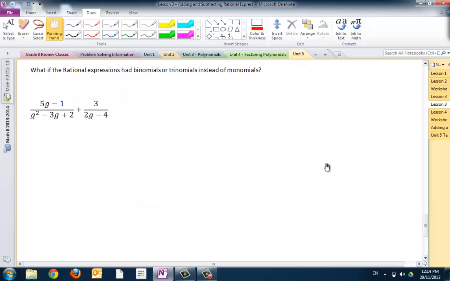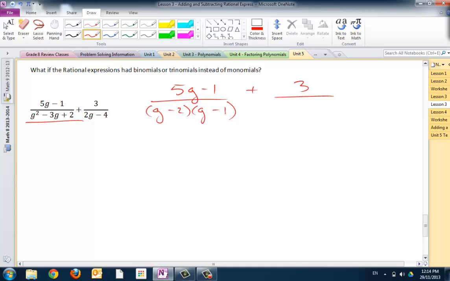Now, all those examples that we've been looking at have had monomials in the numerator and the denominator. What if there was some binomials or trinomials? Well, I take a look at this and I rely on some of the work that we did with our factoring unit, and in the denominators here, I'm going to do some factoring, and I get this trinomial, g squared minus 3g plus 2, factoring down to minus 2 and minus 1.